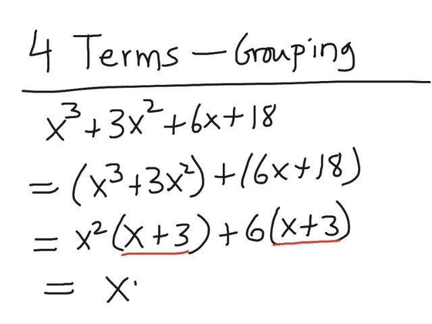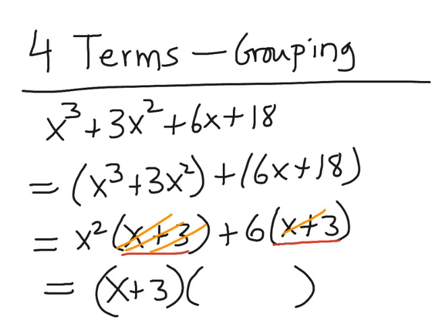Okay, so we write down the x plus 3. That's one parenthesis. And then our second parenthesis is going to be what's left over. So what I tend to think about is, if I get rid of the x plus 3's, like so, what do I have left over? Left over is x squared plus 6. Okay, so there's that one factored.